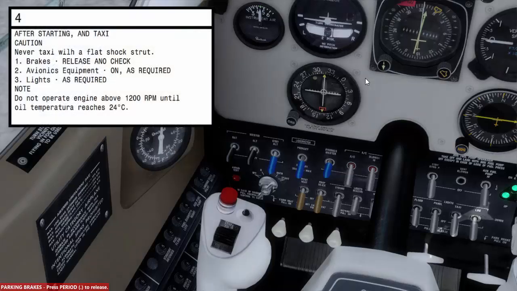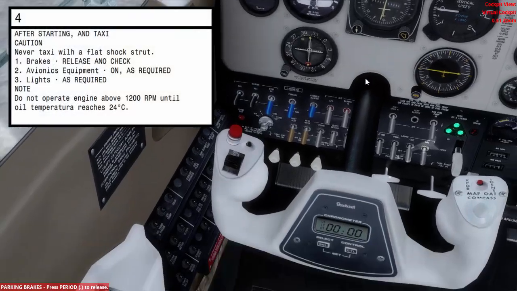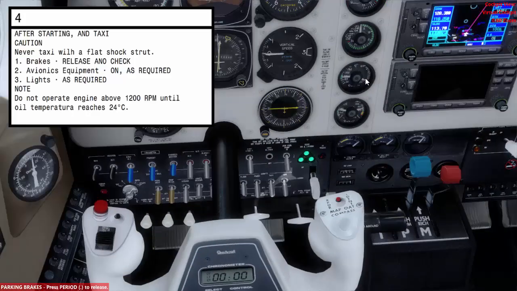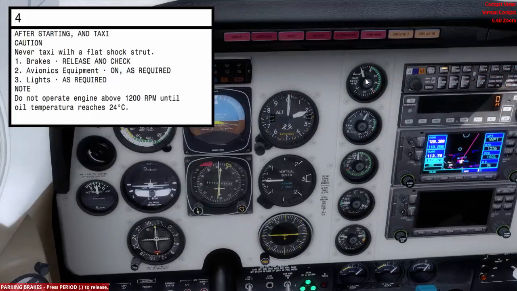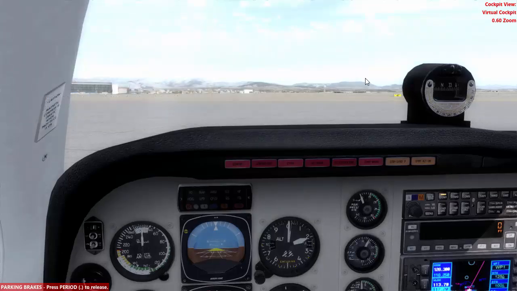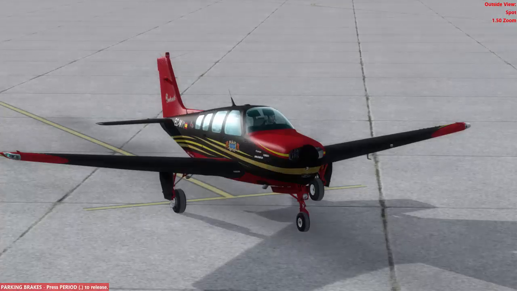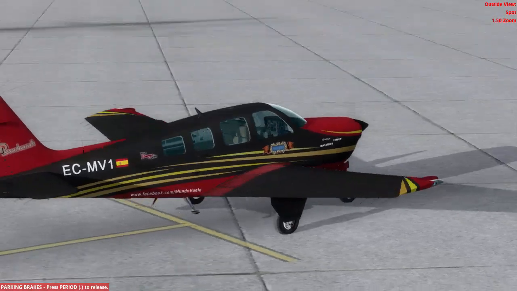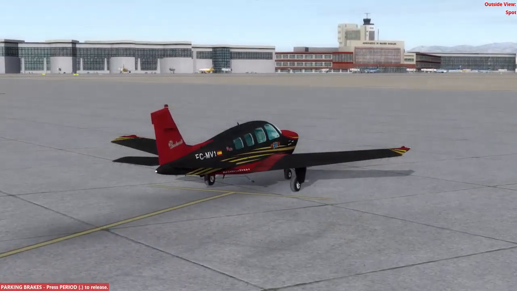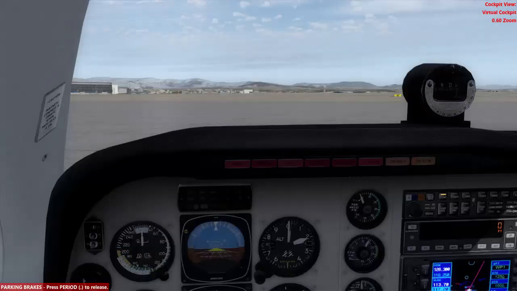Okay, we will start the after starting and taxi checklist, and we have to release the brakes. We have to have all the avionics on, and we have to put the lights on in our aircraft as required. And you know what? Sadly many people don't know how to deal with the lights, and they don't know how to configure the lights and when they must use this light or that light.